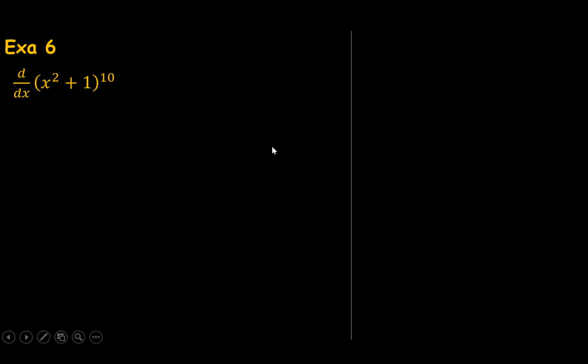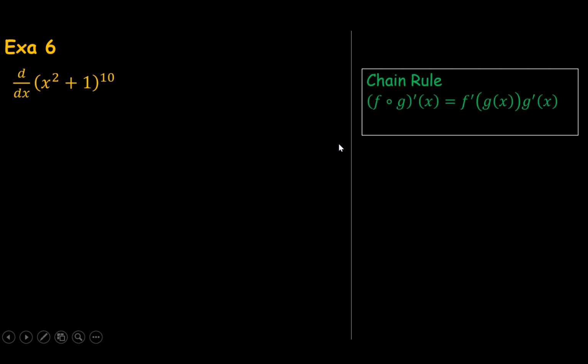And this brings us to the chain rule, which deals with a composition function. Suppose you have f composed with g. We want to take its derivative. And the rule says it is equal to f prime evaluated at g(x), then times g prime(x). Okay? So let's apply this rule to here.